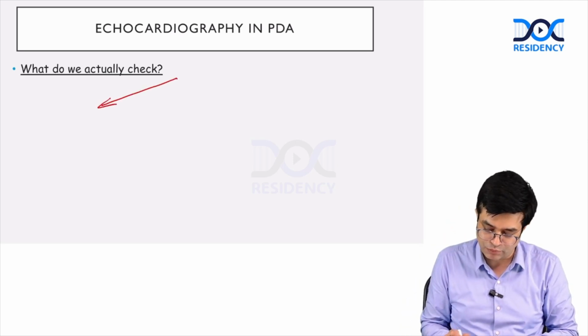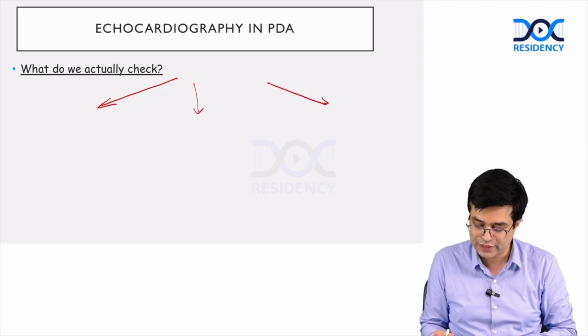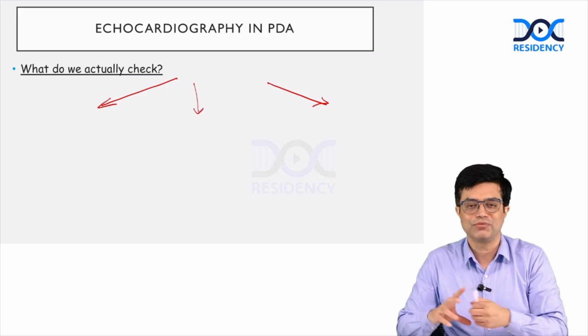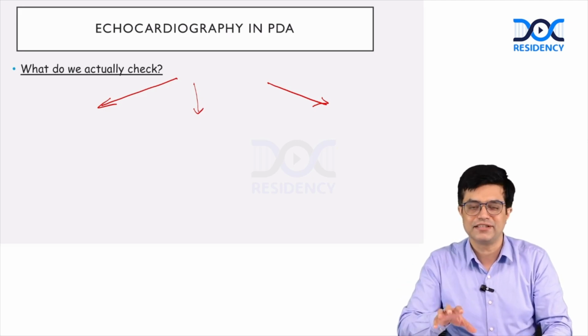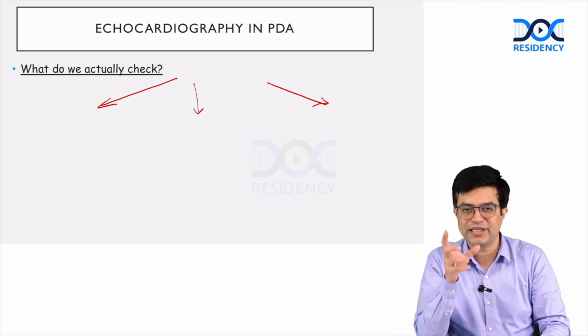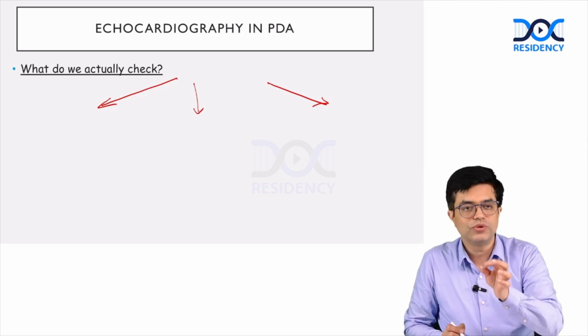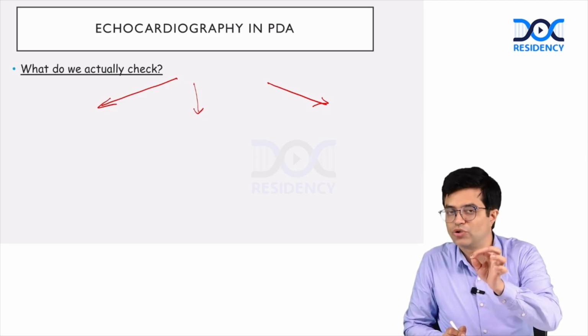Now, these points which I am writing, I am going slow. You all have access to the forward button as well, the speed increase button. You can always increase the speed, but I would advise you to just stay with me, listen and understand. I'm going slow because it is a tough thing. When you do echocardiography in PDA, what do we look for?